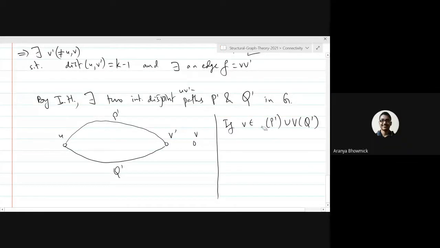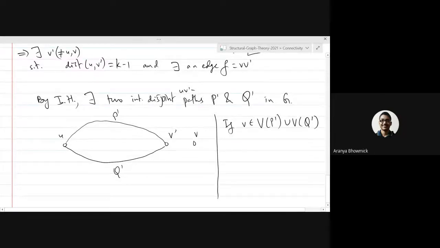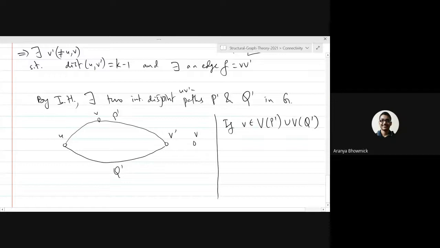if V belongs to P prime, then we can take the subpath of P prime between U and V. Right. And in fact, I will just use the fact that there is a cycle containing U and V, right? Exactly. So we are done.